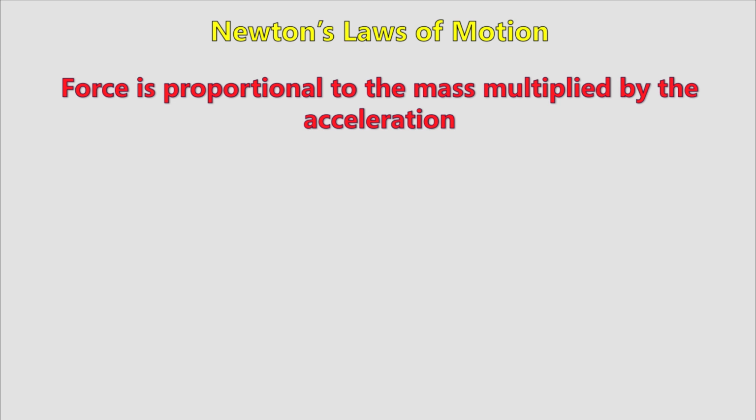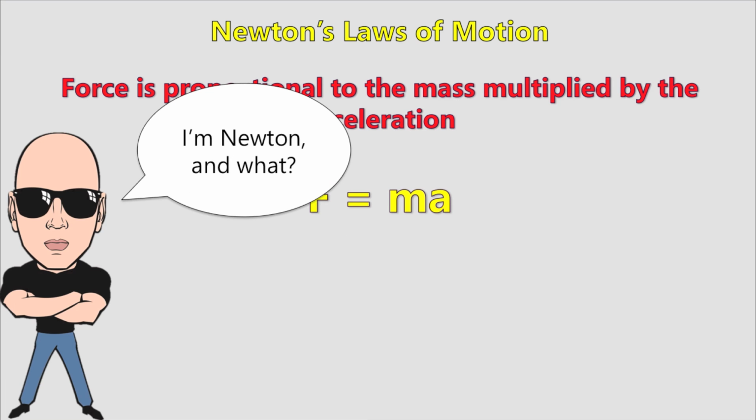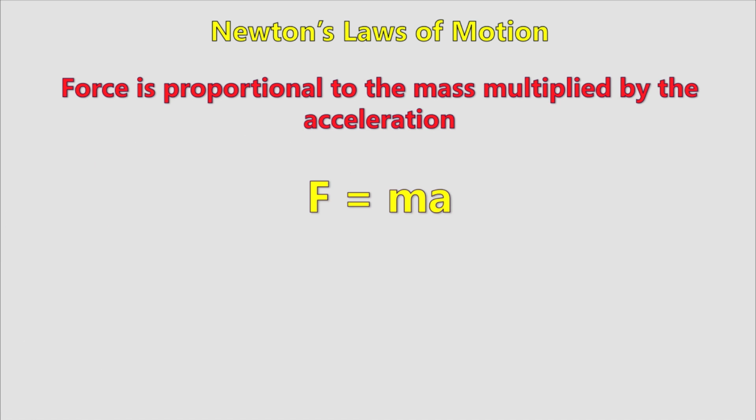Newton's second law is perhaps his most famous. Force is proportional to the mass multiplied by the acceleration. That's a nice little thing you need to know there, or as is widely known, the F equals ma formula. So a force, which he rather vainly named a Newton, is the amount of force needed to accelerate an object of mass 1 kilogram by an acceleration of 1 meter per second squared, or ms to the minus 2.